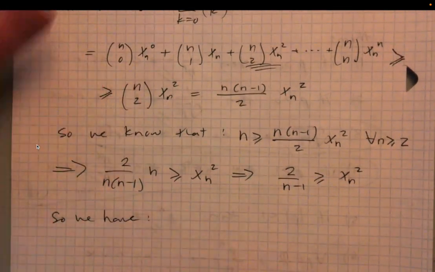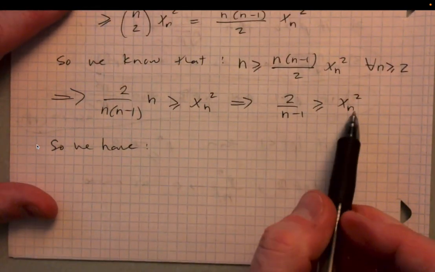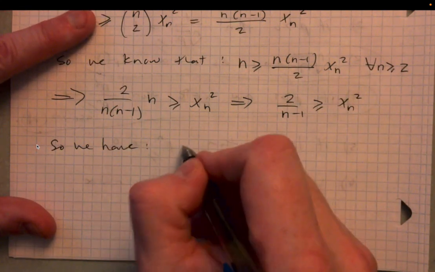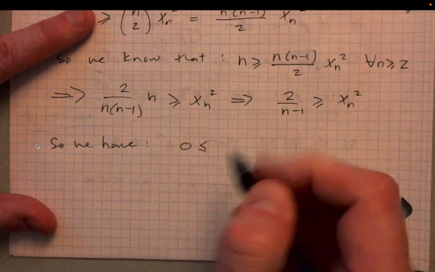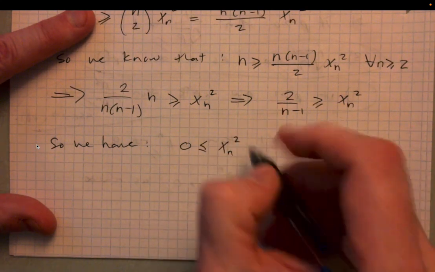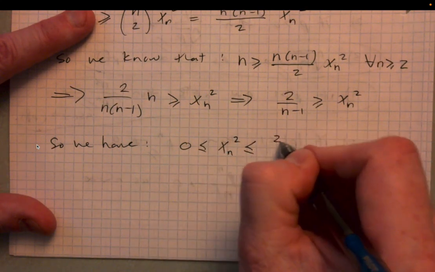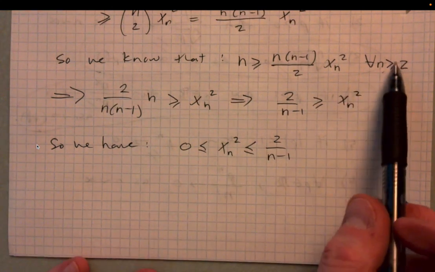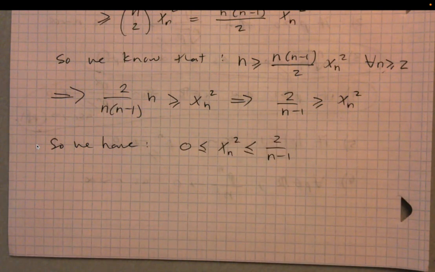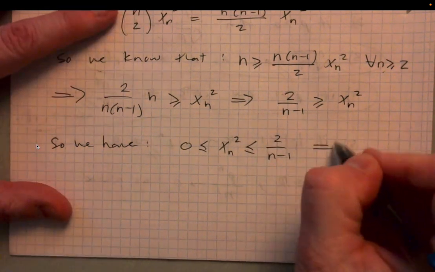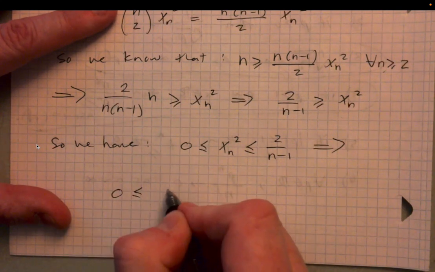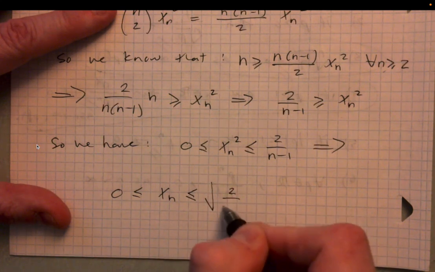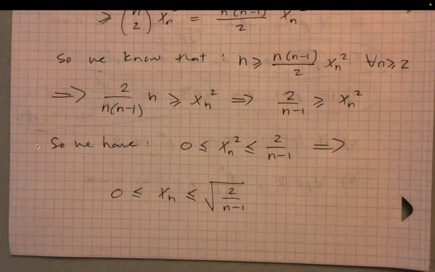Well, we know that x sub n squared is greater than or equal to 0 for all n. So 0 is less than or equal to x sub n squared, which is less than or equal to 2 over n minus 1. And this is true not for all n, but for all n greater than or equal to 2. And so finally, we know that 0 is less than or equal to x sub n, which is less than or equal to the square root of 2 over n minus 1. Okay, so we've got this.